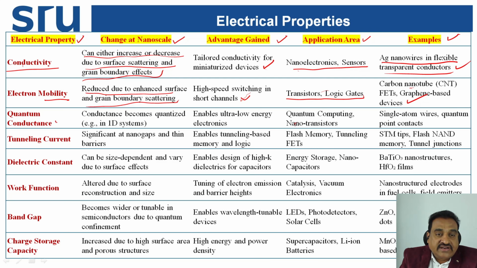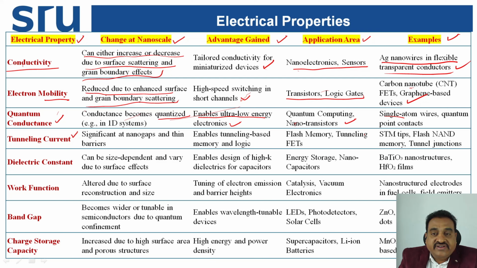So quantum conductance. How does it change at nanoscale? You see, conductance becomes quantized in one-dimensional systems. The advantage is it enables ultra low energy electronics. So these are used in quantum computing and nanotransistors. Examples: single atom wires and quantum point contacts are the examples of this electrical property, that is quantum conductance.